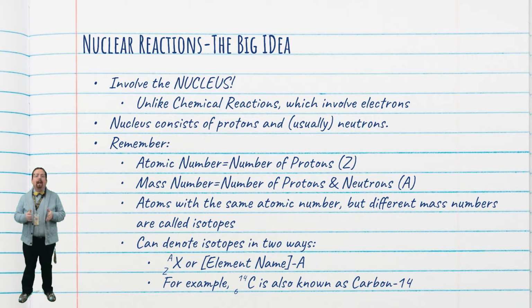We can denote an isotope in two ways. We can write the element symbol with the atomic number as a subscript and the mass number as a superscript, both on the left side of the symbol, or we can write out the element's name followed by the mass number of that isotope. For example, we could write carbon-14 like this, or like this.